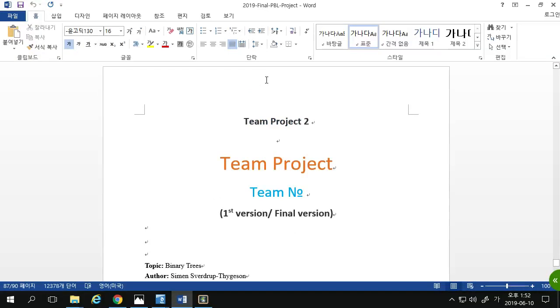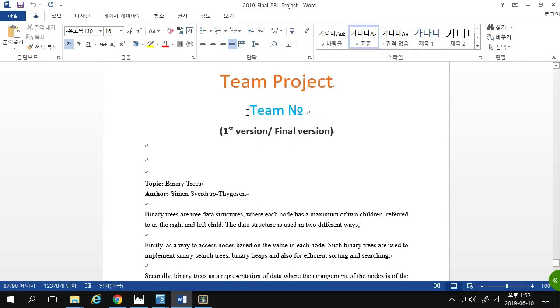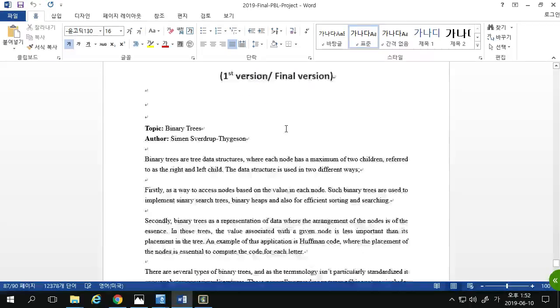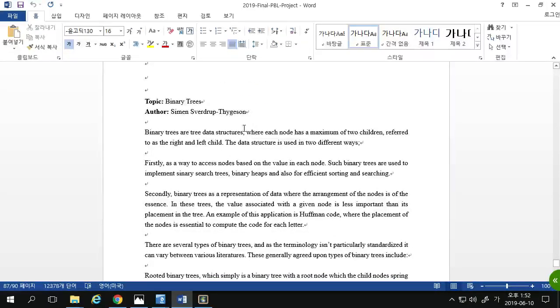And then on to the second team project about binary trees, where I mainly tried to outline the various types of binary trees and also their practical applications. Obviously, binary trees are just tree data structures which have a maximum of 2 nodes, referred to as the right and left child.